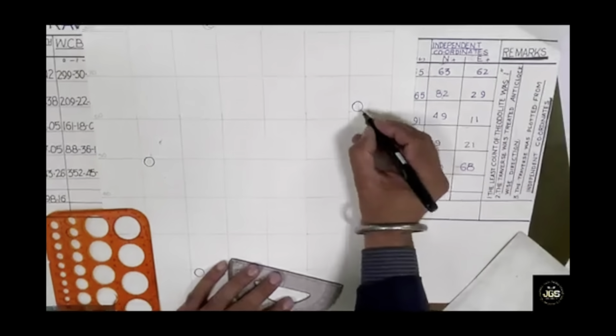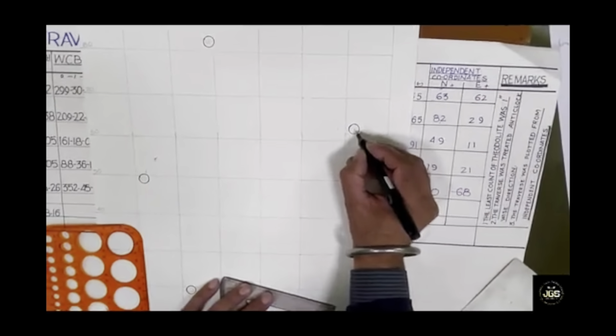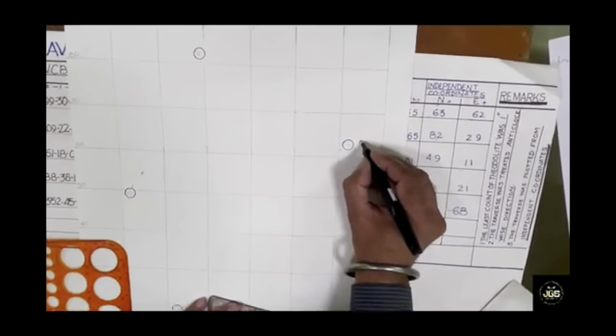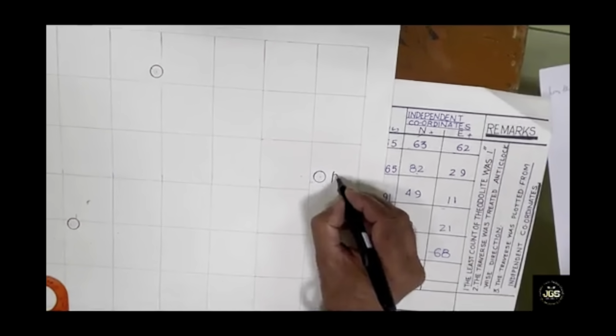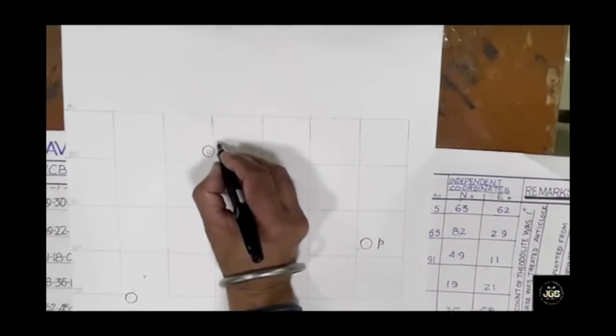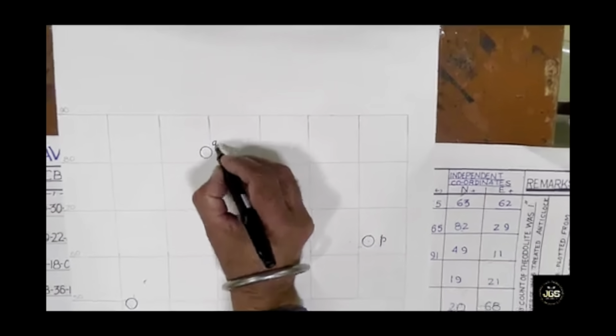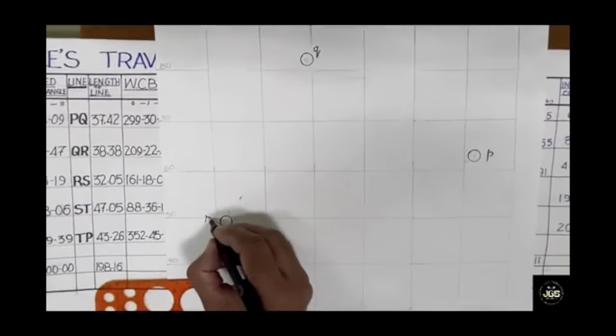I marked the circles with the circle master as 6 millimeter diameter. Here you can write with small letters. This is station point P. This is my point Q. You can write, this is my point R with small letters. And this is my point S. And this is my point T.